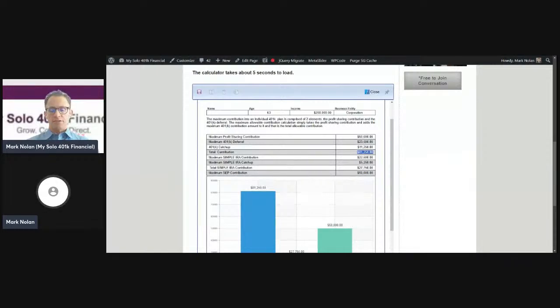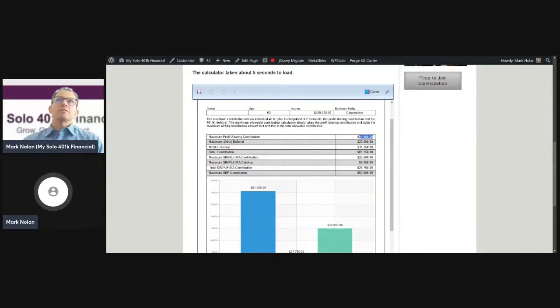Subtract 50,000 of employer Roth solo 401k contributions equals $31,250. Subtract 23,500 of employee Roth solo 401k contributions. So you're going to be able to do a catch-up contribution of a Roth employee solo 401k contribution catch-up of $7,750.